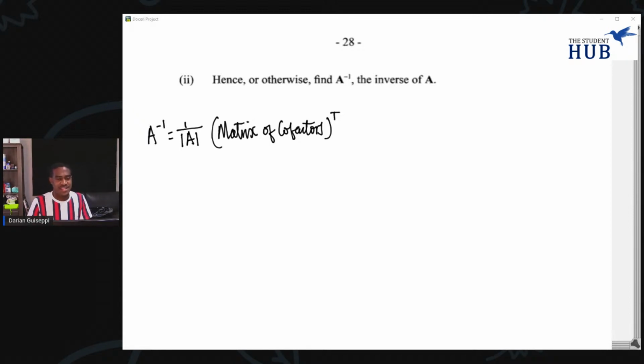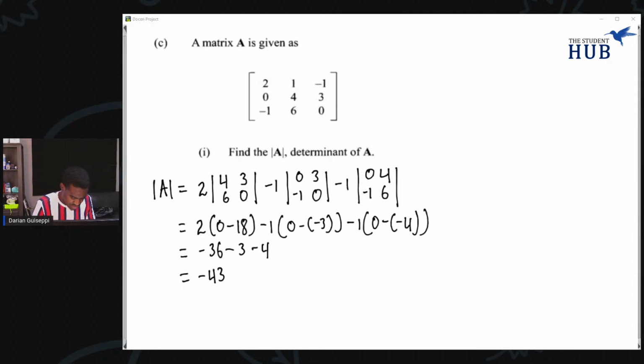So how do we find this? We have the determinant already, but how do we find the matrix of cofactors? We could write it down. The determinant we know is -43, right? Is it -43 or was it +43? Let me just check it back really quickly. Yeah, it was -43. I just wanted to make sure.